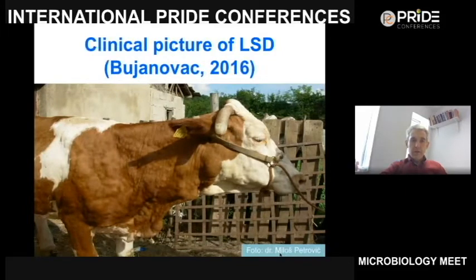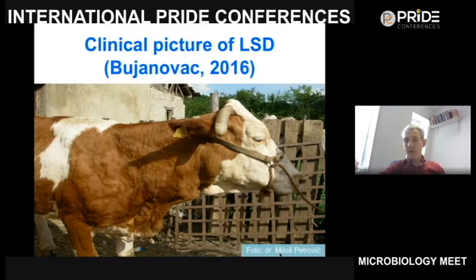This is the clinical picture of the first cattle affected in this village, Bujanovac. Of course, this cattle was euthanized and sent to pathology, and we can observe a normal clinical picture of the disease, with high temperature and lethargy.